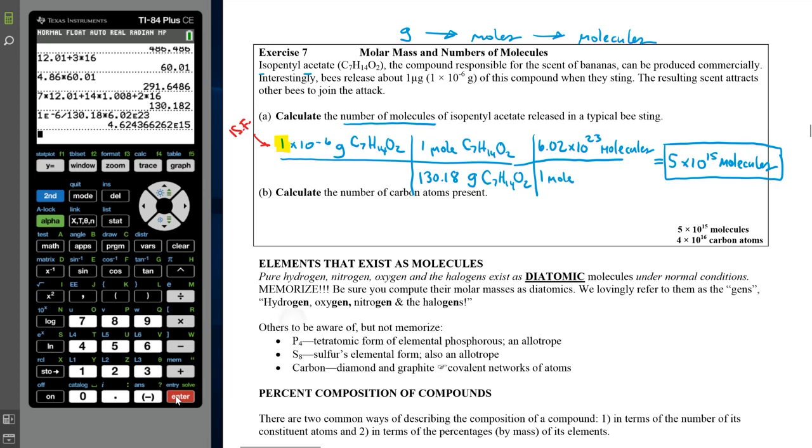So I'm going to take my 5 times 10 to the 15th molecules of C7H14O2. And in that compound, for every one molecule, there are 7 carbon atoms, right? If I look at the formula, I can see that there. C7H14O2. So for every one molecule of C7H14O2, there are 7 carbon atoms. We can see them hiding out there in the formula, right? There's my C7 right there. So 7 times as many carbon atoms as there are molecules.